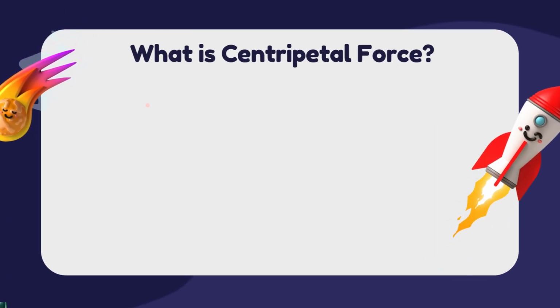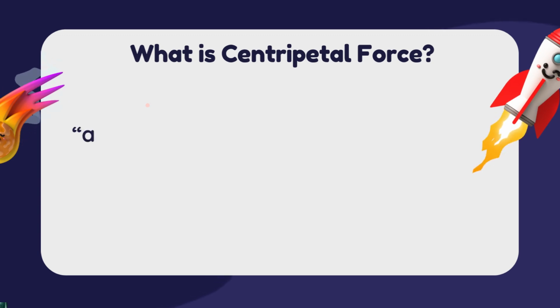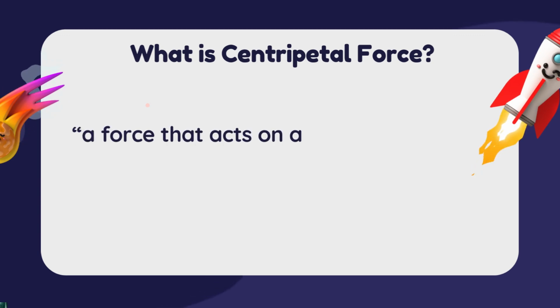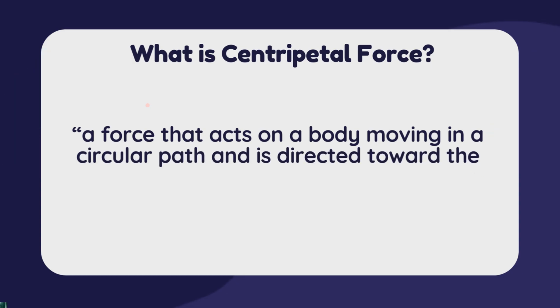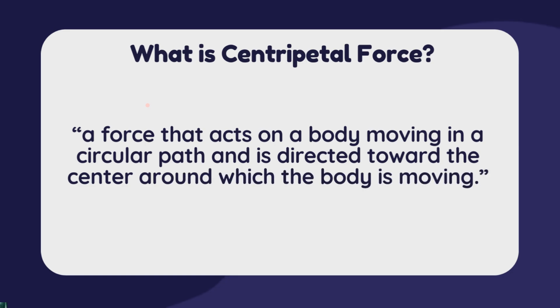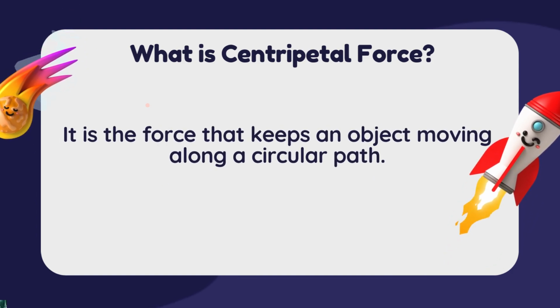The first question we have to answer is, what is centripetal force? The dictionary definition of centripetal force is a force that acts on a body moving in a circular path and is directed towards the center around which the body is moving. Okay, but what does that mean in simple English? It is the force that keeps an object moving along a circular path.